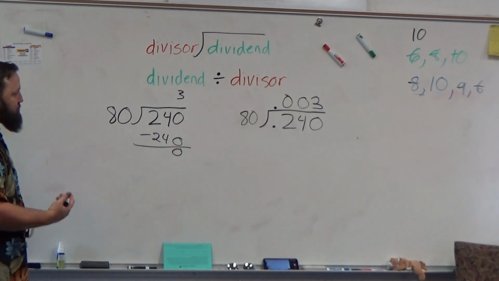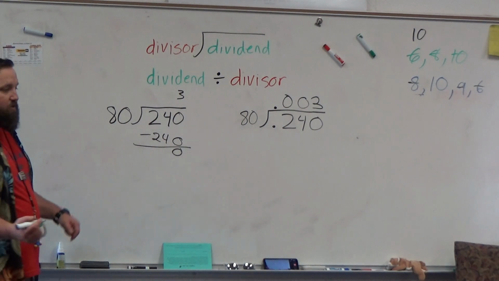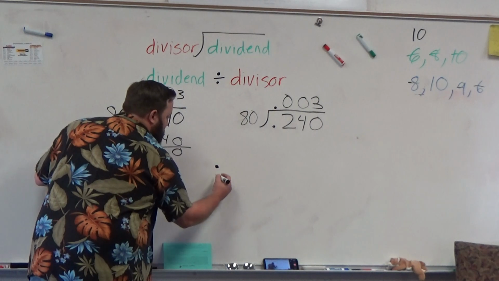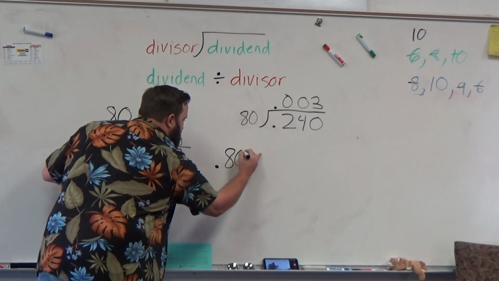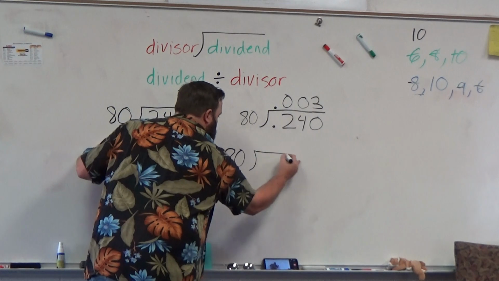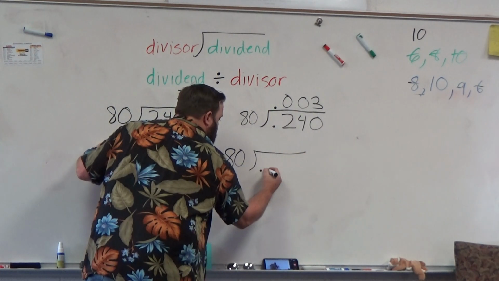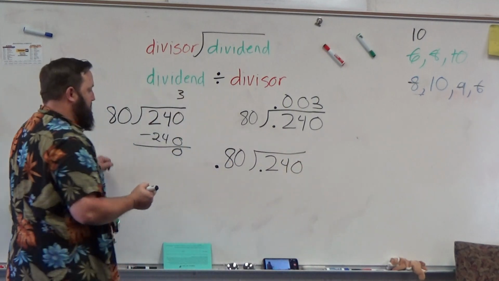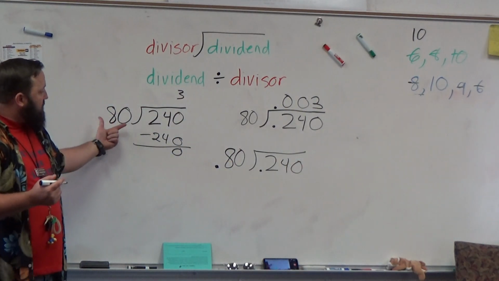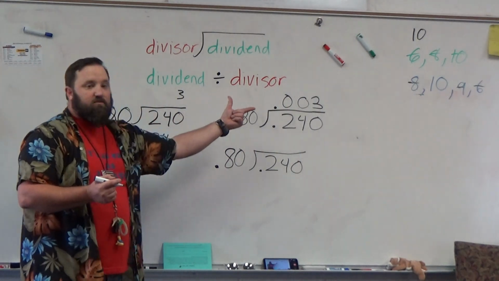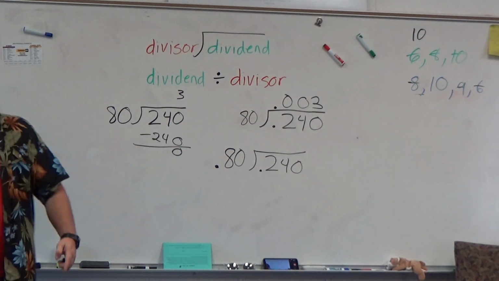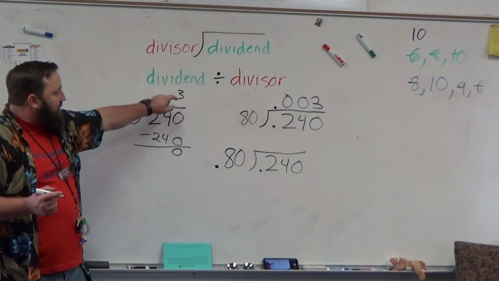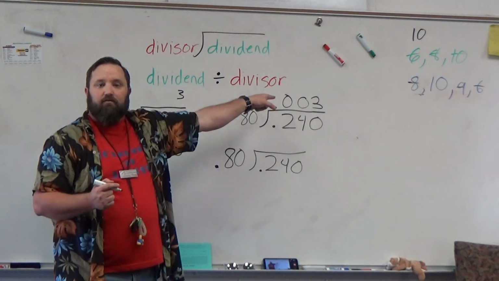So the question I posed to you today, when we talked about it in class, was 0.240 divided by 0.80. You can see that though our numbers are the same, our decimal place is changing. Even though we got 3 here and 3 over there, 3 and 3 thousandths is a big difference.